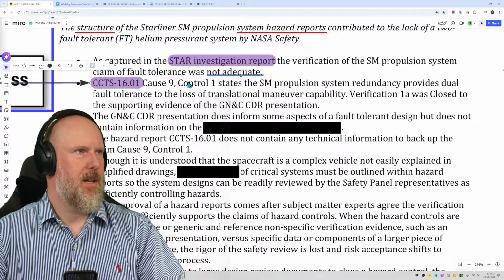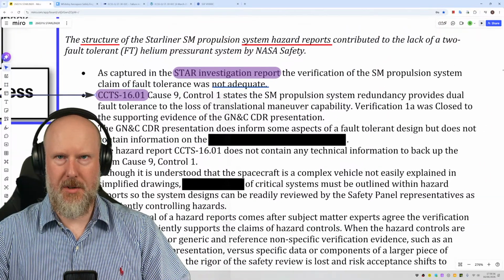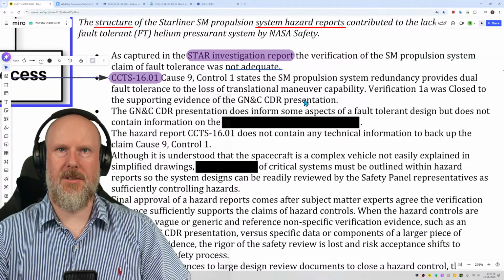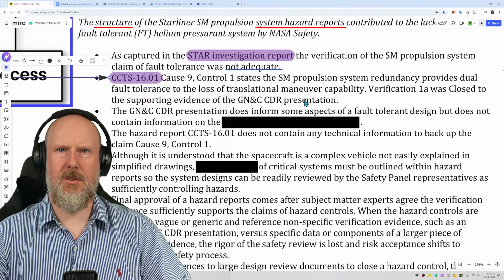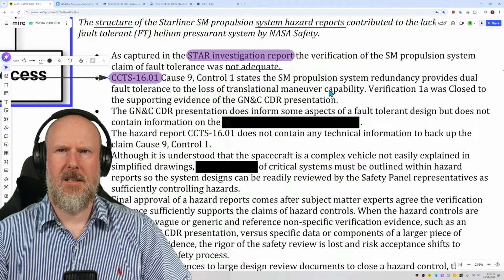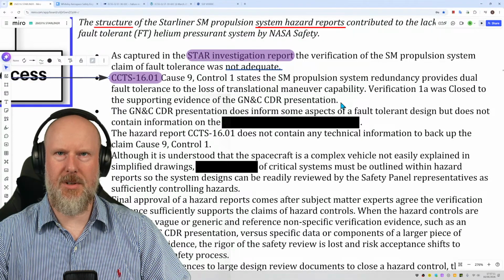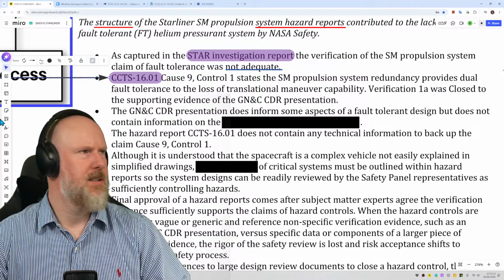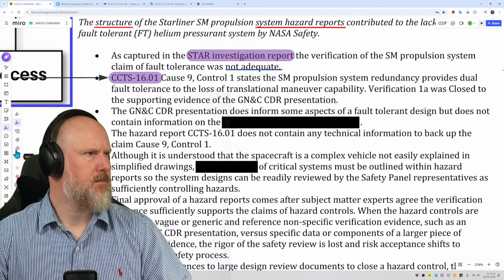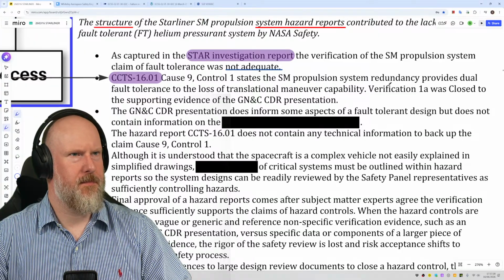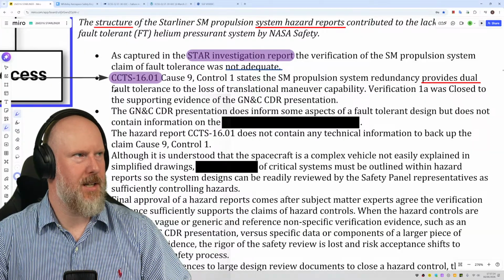Cause 9, Control 1 states the SM service module propulsion system redundancy provides dual fault tolerance to the loss of translational maneuver capability. Verification 1A was closed to the supporting evidence of the guidance, navigation and control CDR critical design review presentation. That doesn't sound right. It provides dual fault? Well, it doesn't, does it? So why would it say that?